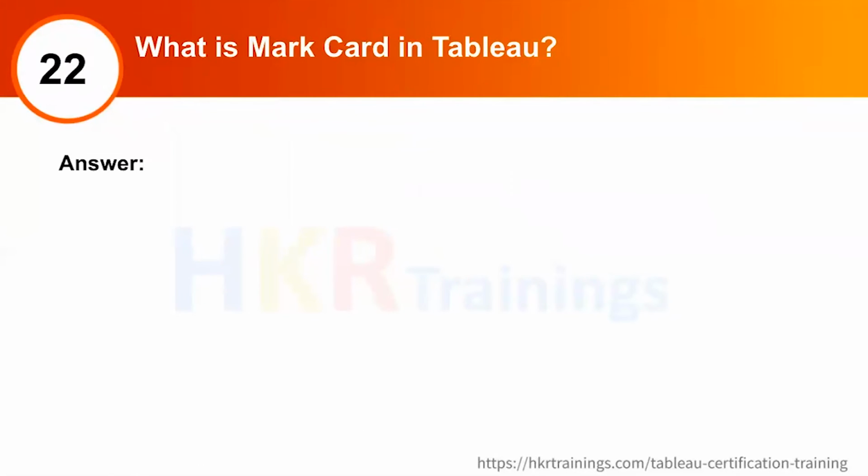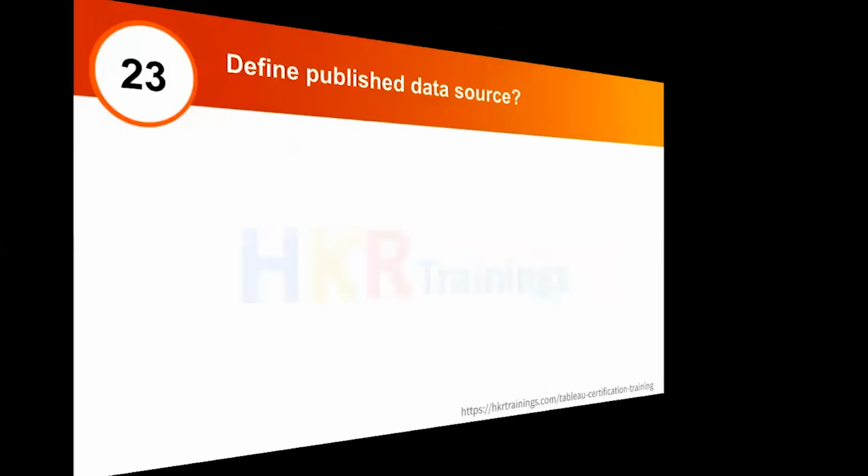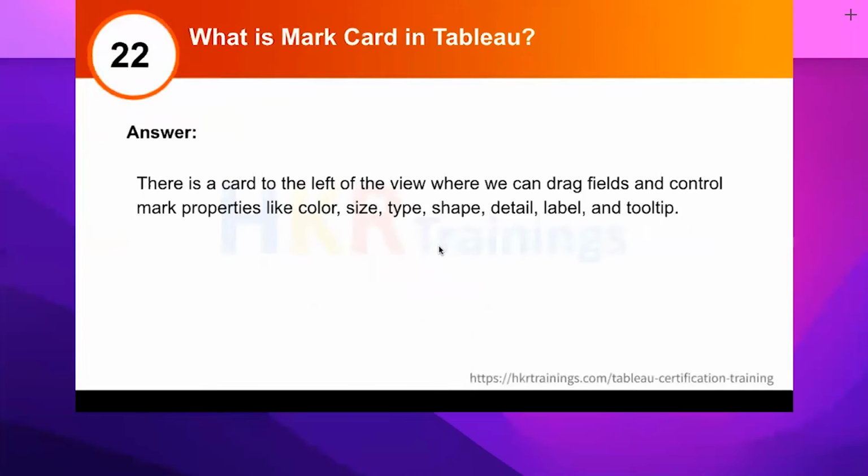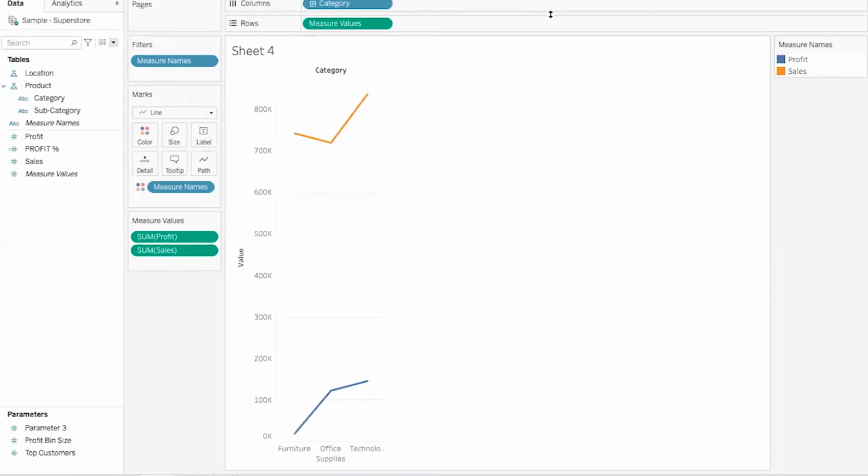What is the marks card in Tableau? There is a card to the left of the view where we can drag fields and control mark properties like color, size, type, shape, detail, label, and tooltip. Okay, let's move to Tableau. It's really easy to explain over here. So this is nothing but the marks card. You can see I can simply drag this measure names to the size, to color, to label, to detail, tooltip, path. So what is the use of color?